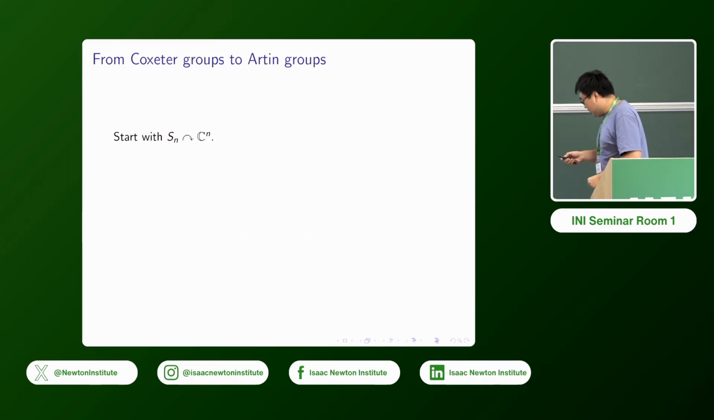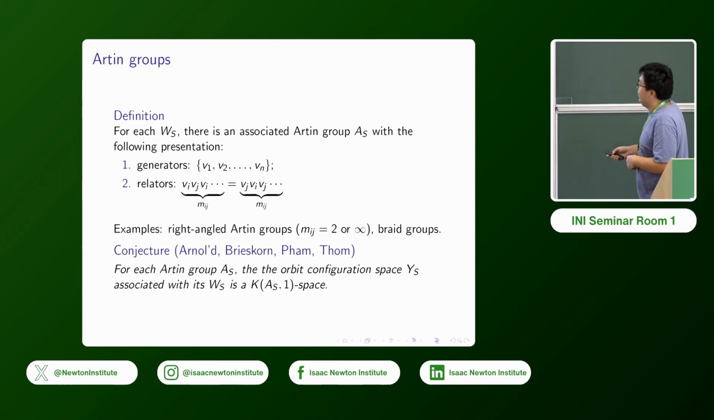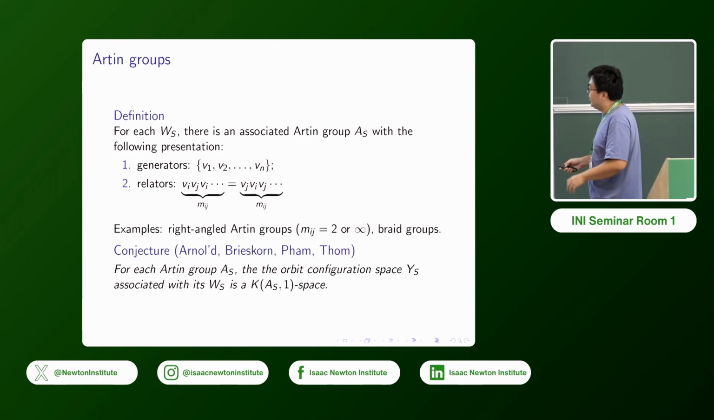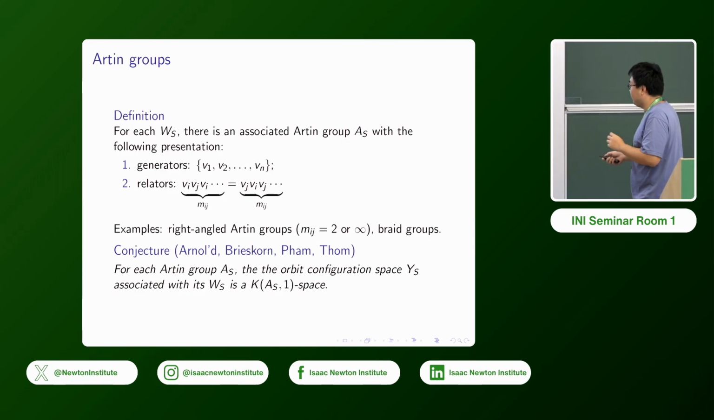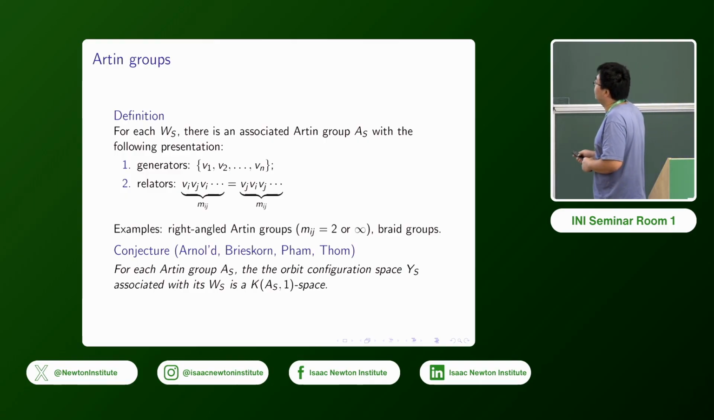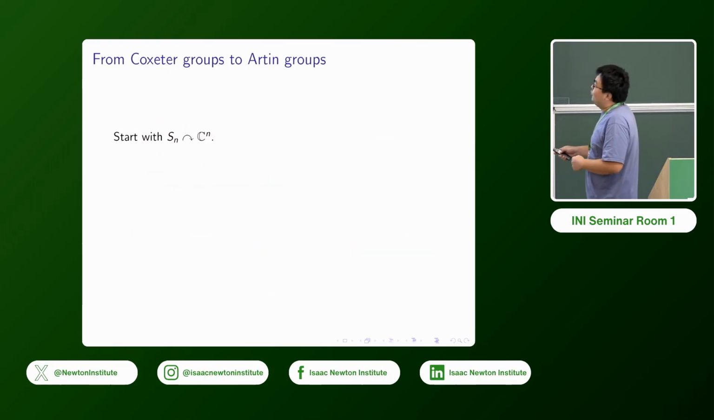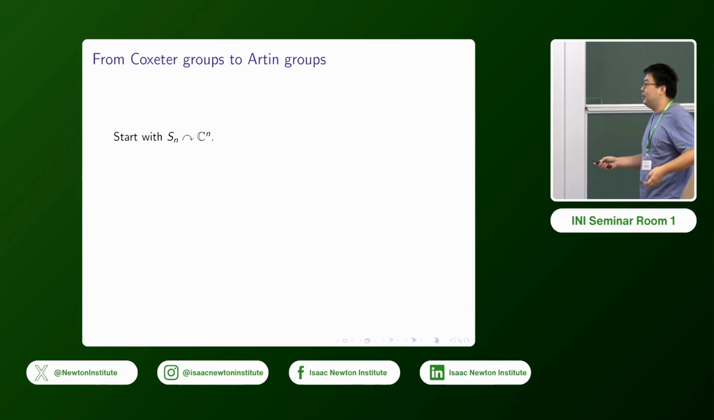And now I want to give you some idea about what this orbit configuration space is. I don't want to define it for all Artin groups. I just want to define it for a particular case, the braid group. So recall that Artin groups and Coxeter groups come in pairs. What is the Coxeter group associated with the braid group? The Coxeter group associated with the braid group is the symmetric group. Now I want to explain how, from the symmetric group, you construct the space whose fundamental group is the braid group.